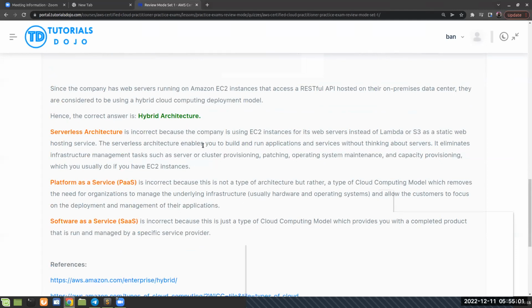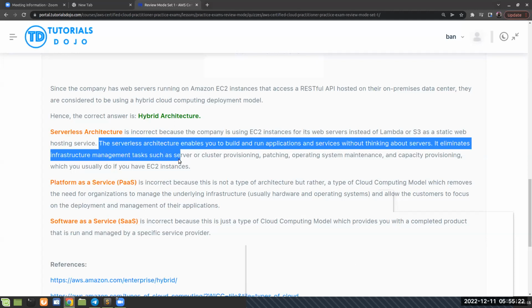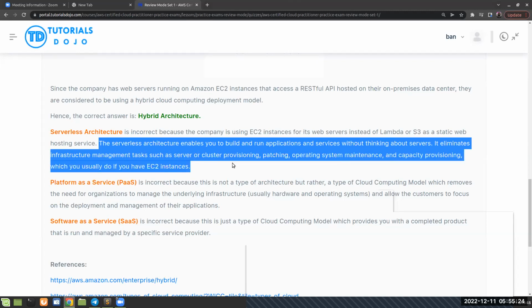Serverless architecture would be when the company is not using EC2 instances for its web servers but instead Lambda or S3. The company is using EC2 for its web servers. Okay, yeah. Serverless architecture enables you to build and run applications and services without thinking about servers. It eliminates infrastructure management tasks such as server clustering and that.